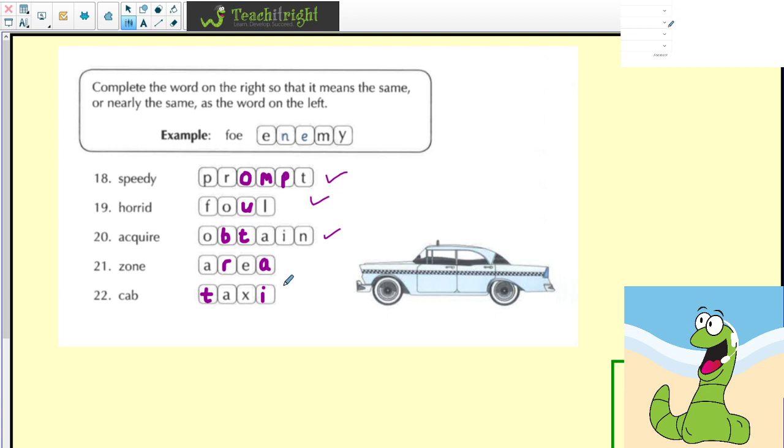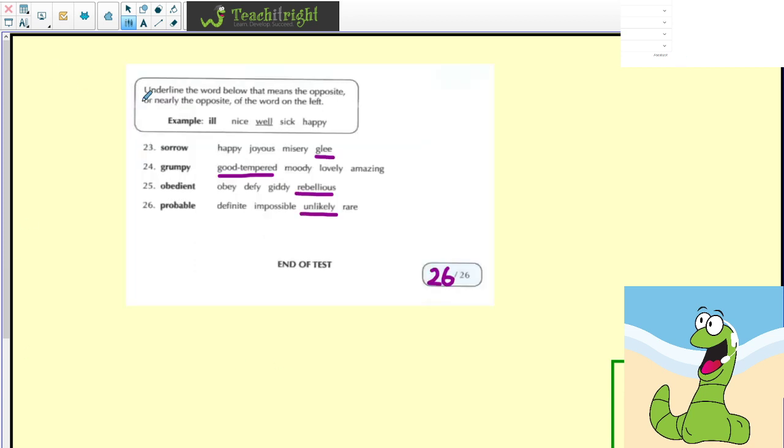Zone and area mean a defined space. And then a cab and a taxi are both words that mean a car that carries passengers in return for money. So well done if you got 5 out of 5 there. And the last little section. And then you can record down in your progress grid out of 26.